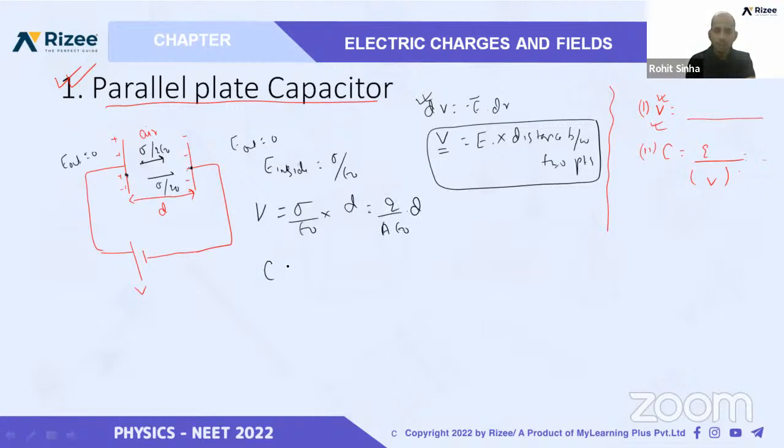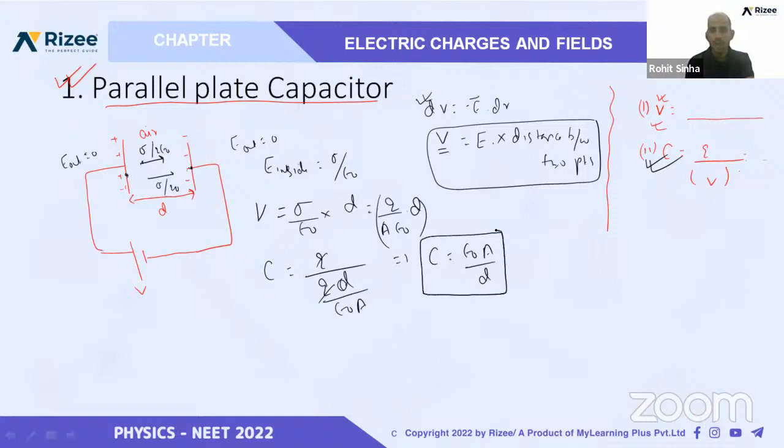Next step, what we will do? C is equal to charge divided by V. In step 2, C is equal to Q divided by Q D by epsilon naught A. We get the value of capacitance as C is equal to epsilon naught A by D. This is the capacitance of a parallel plate capacitor. It is only applicable when there is air filled between the plates.